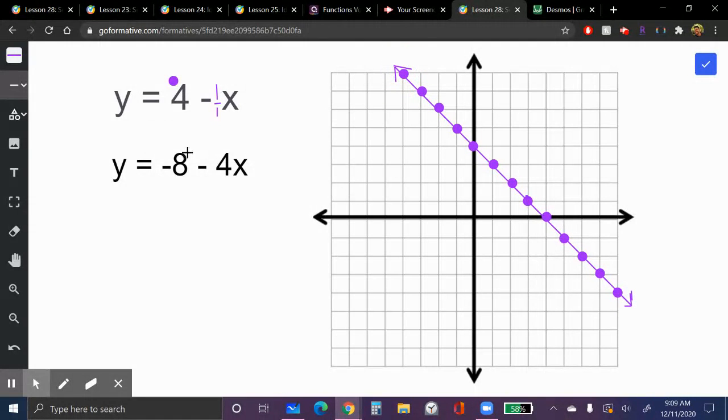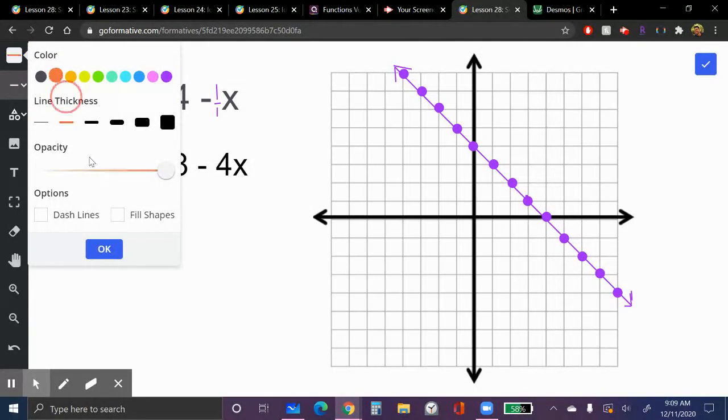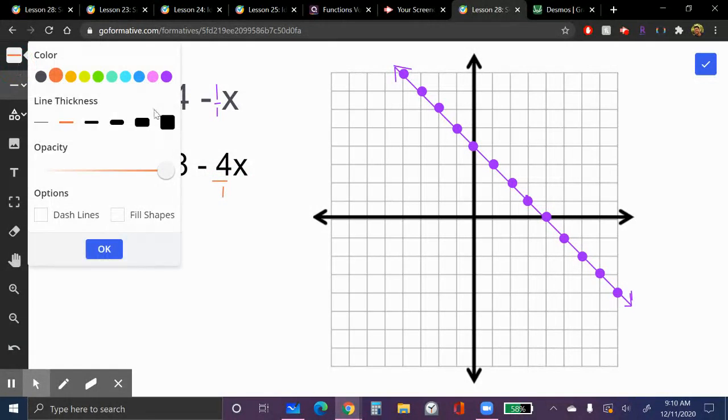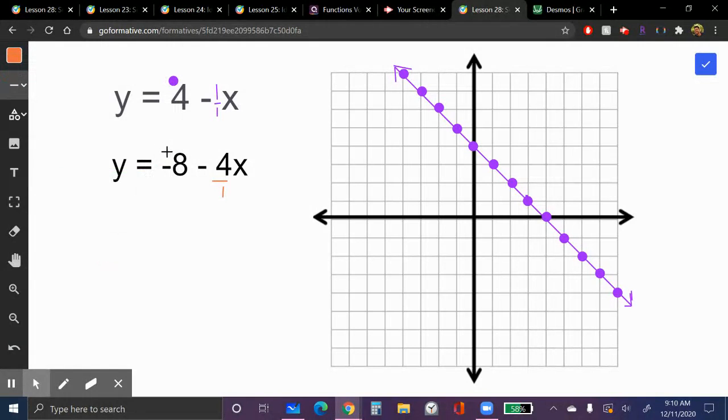Bam. All right, this one, again, the x is at the end, so be careful. Change the color of this one. We'll do this orange. Again, negative 4 is your slope. It is over 1. That's your slope. This is your y-intercept right here. So you start at negative 8. I think it's all the way down. 1, 2, 3, 4, 5, 6, 7, 8. Make your dot there.